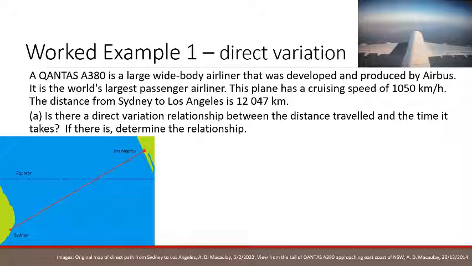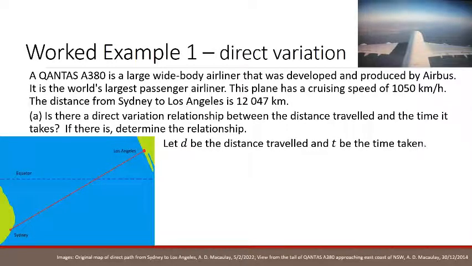Part A, the question is: is there a direct variation relationship between the distance travelled and the time it takes? If there is, determine the relationship. Now we must be careful to answer the question that's actually being asked. So firstly, let D be the distance travelled and T be the time taken.